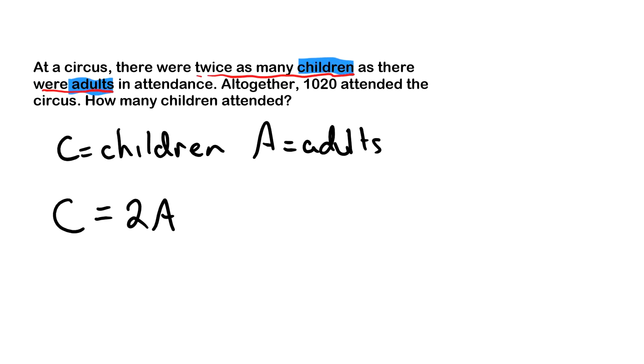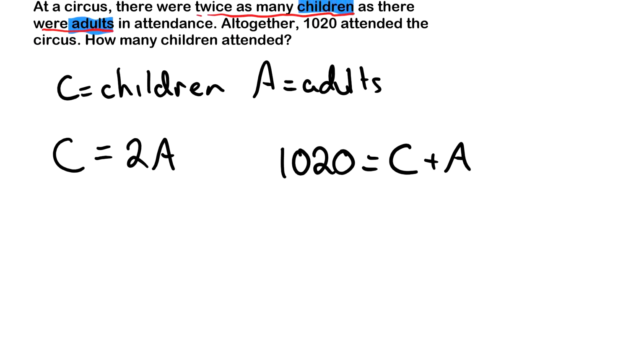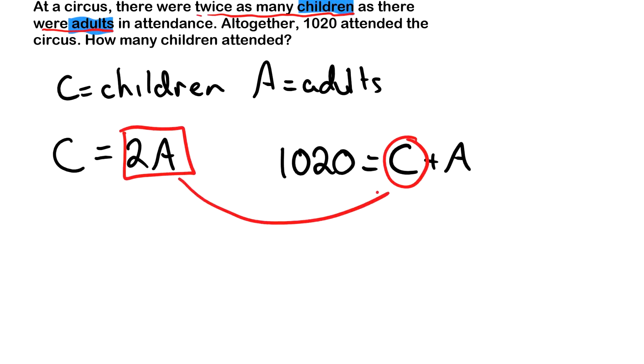Now the next thing is altogether, 1,020 attended the circus. So that means all the children and all the adults add up to 1,020. So 1,020 equals all the children plus all the adults. Now we have two equations. This was a really neat one because we have C equals 2A and then we also have a C over here. So what this C equals is what we're going to put in here. So we end up with 1,020 equals 2A plus A.